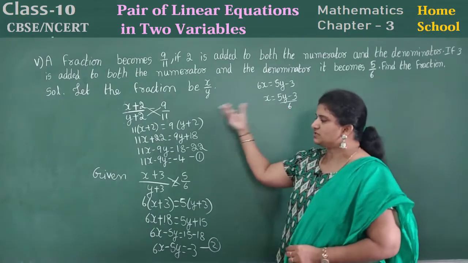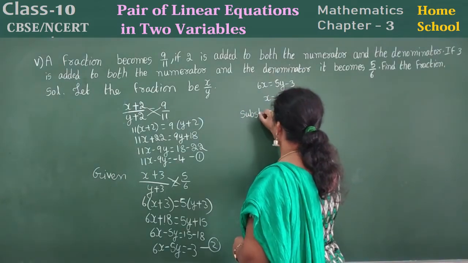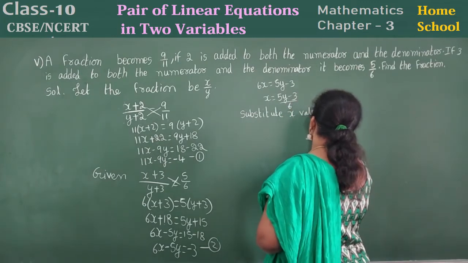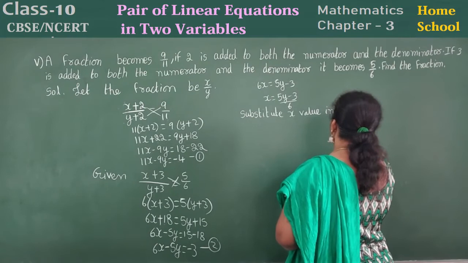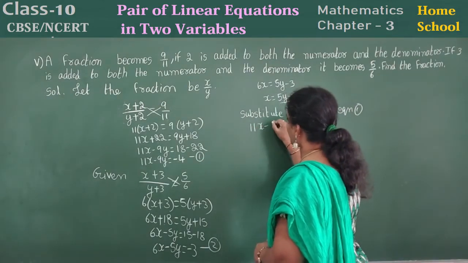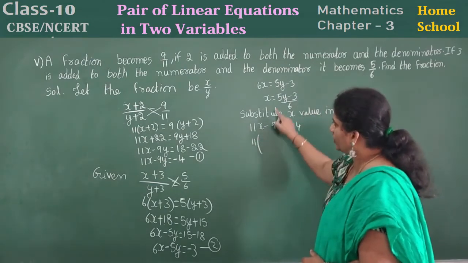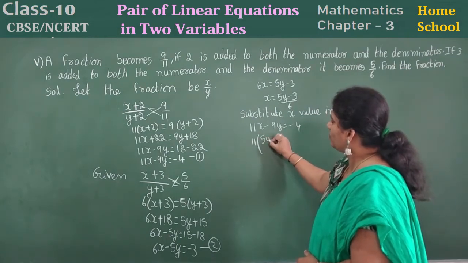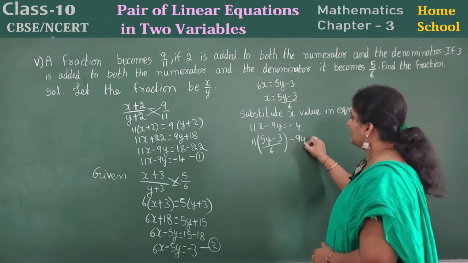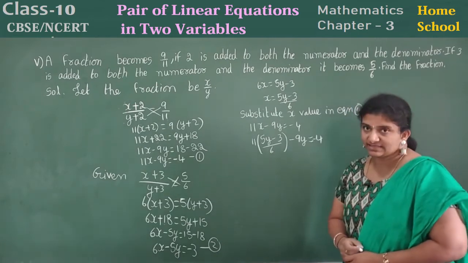Now this value, substitute in another equation. Substitute the x value in equation 1. What is your equation? 11x minus 9y is equal to minus 4. 11 into your x value, which is 5y minus 3 by 6, minus 9y is equal to minus 4. Don't forget your minus sign there.